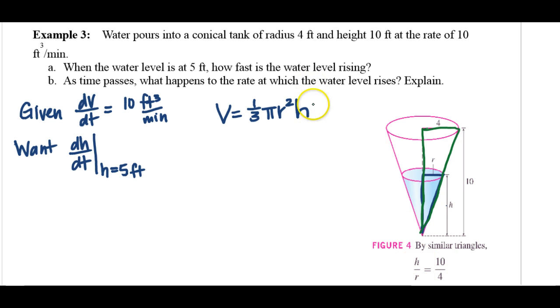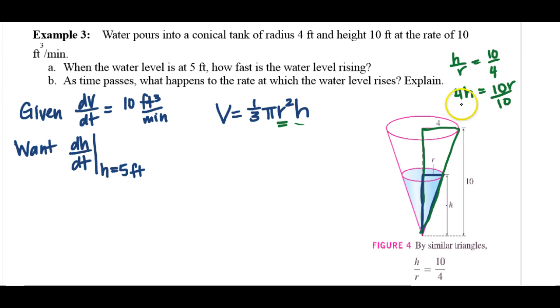So what I really want to do is get rid of this r. It's a problem because it gets me an r and a dr/dt that I didn't know what to do with. So to replace this r, I have to rewrite r in terms of the variable h. I have h over r equals 10 over 4. If I cross multiply, I know that 4h equals 10r, and I want to solve for r so that I can replace this r with h's.